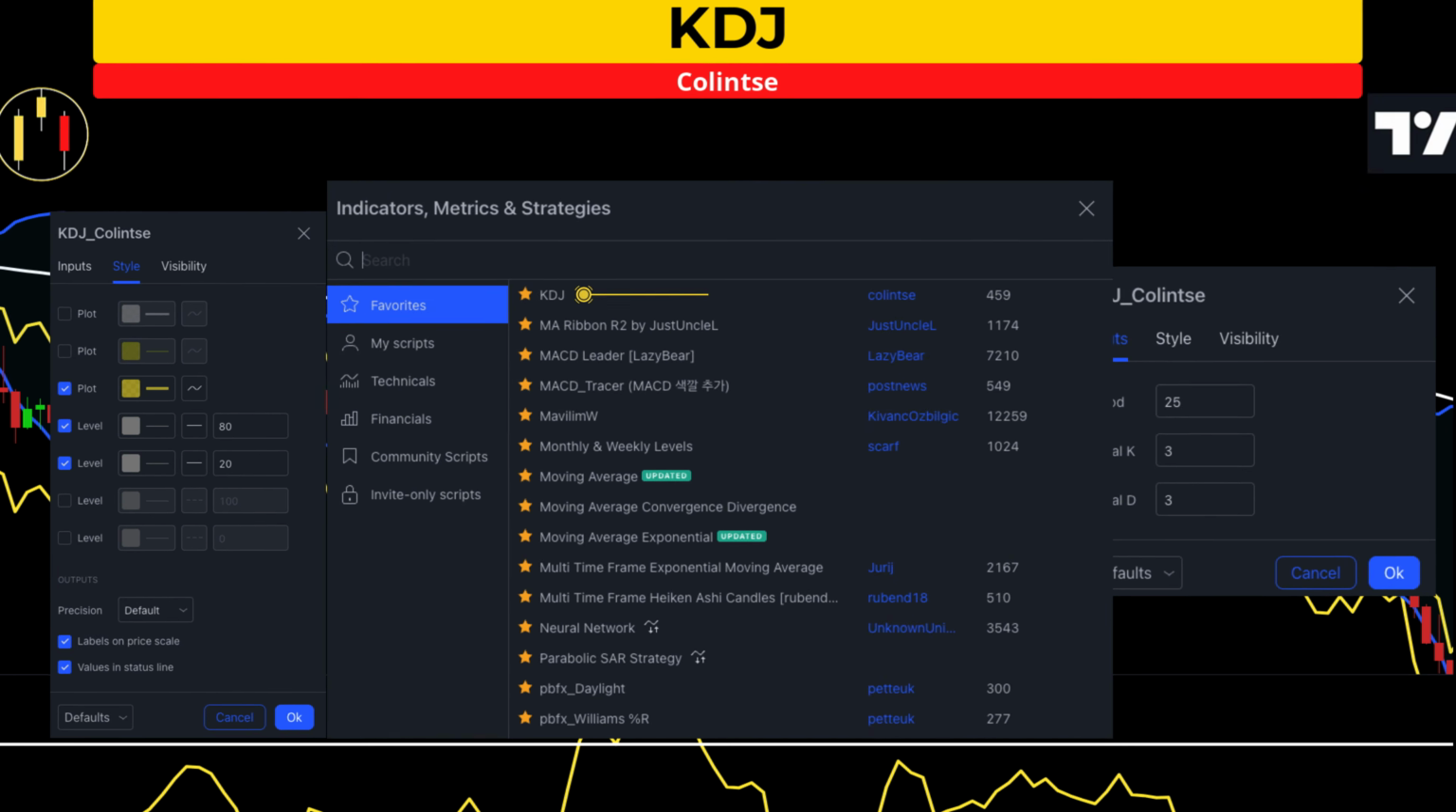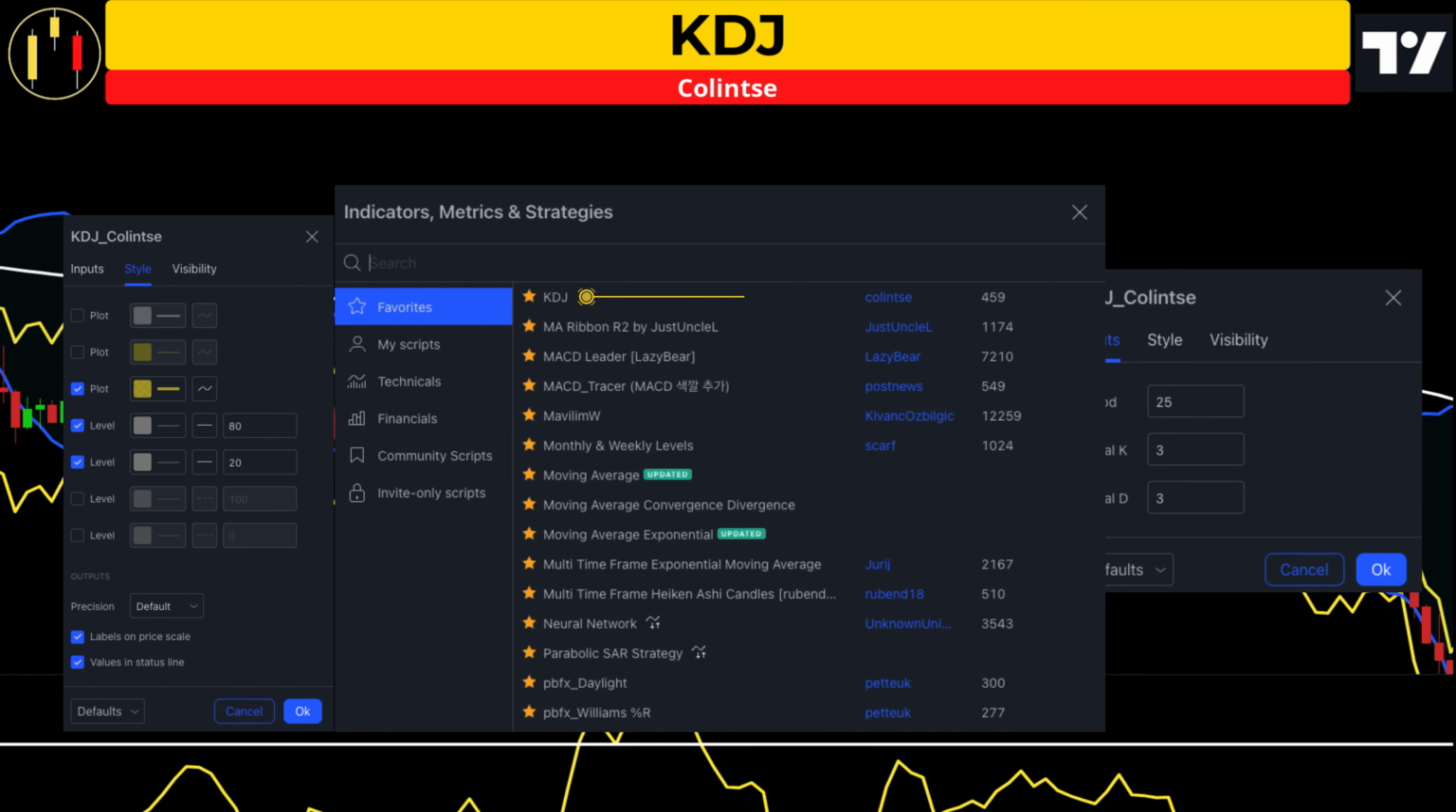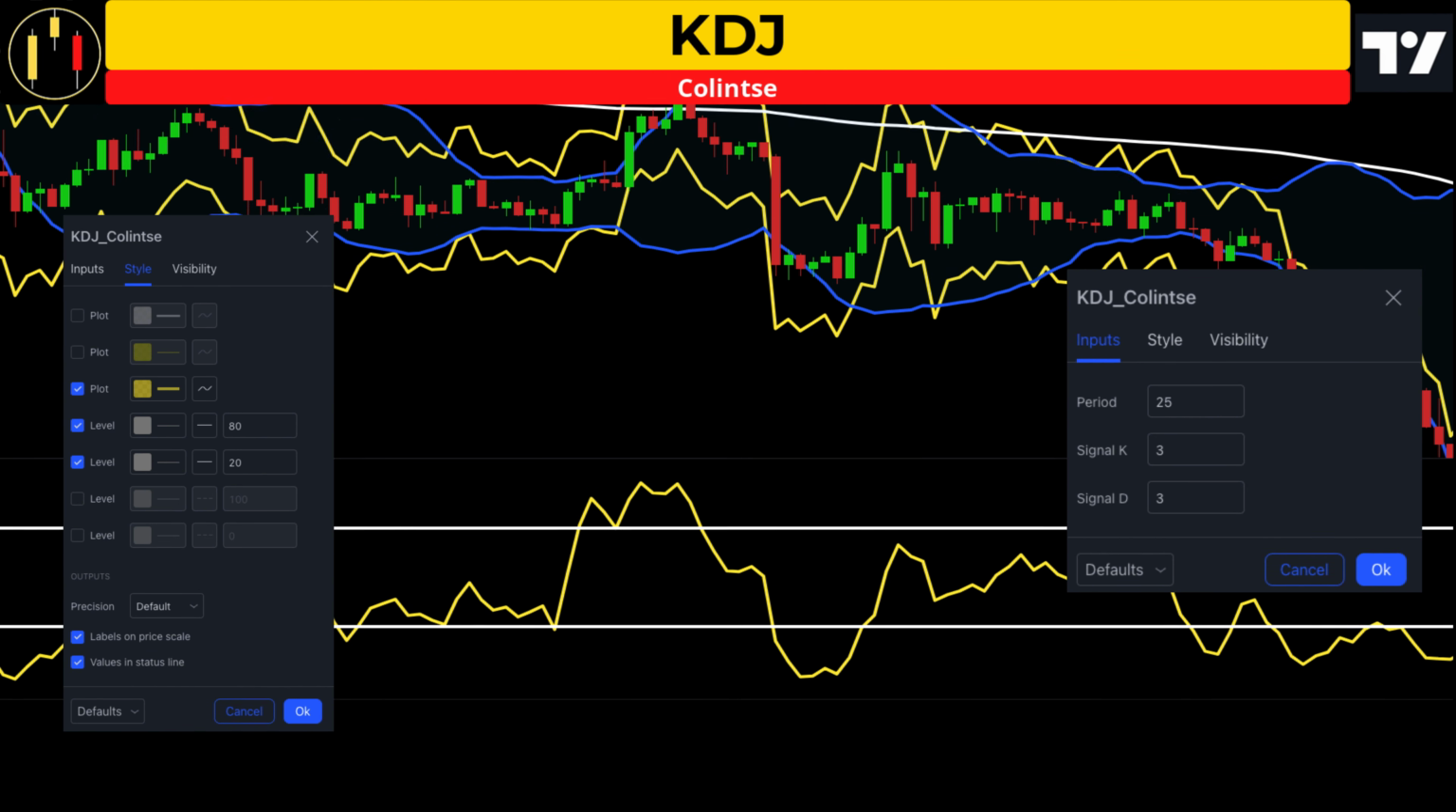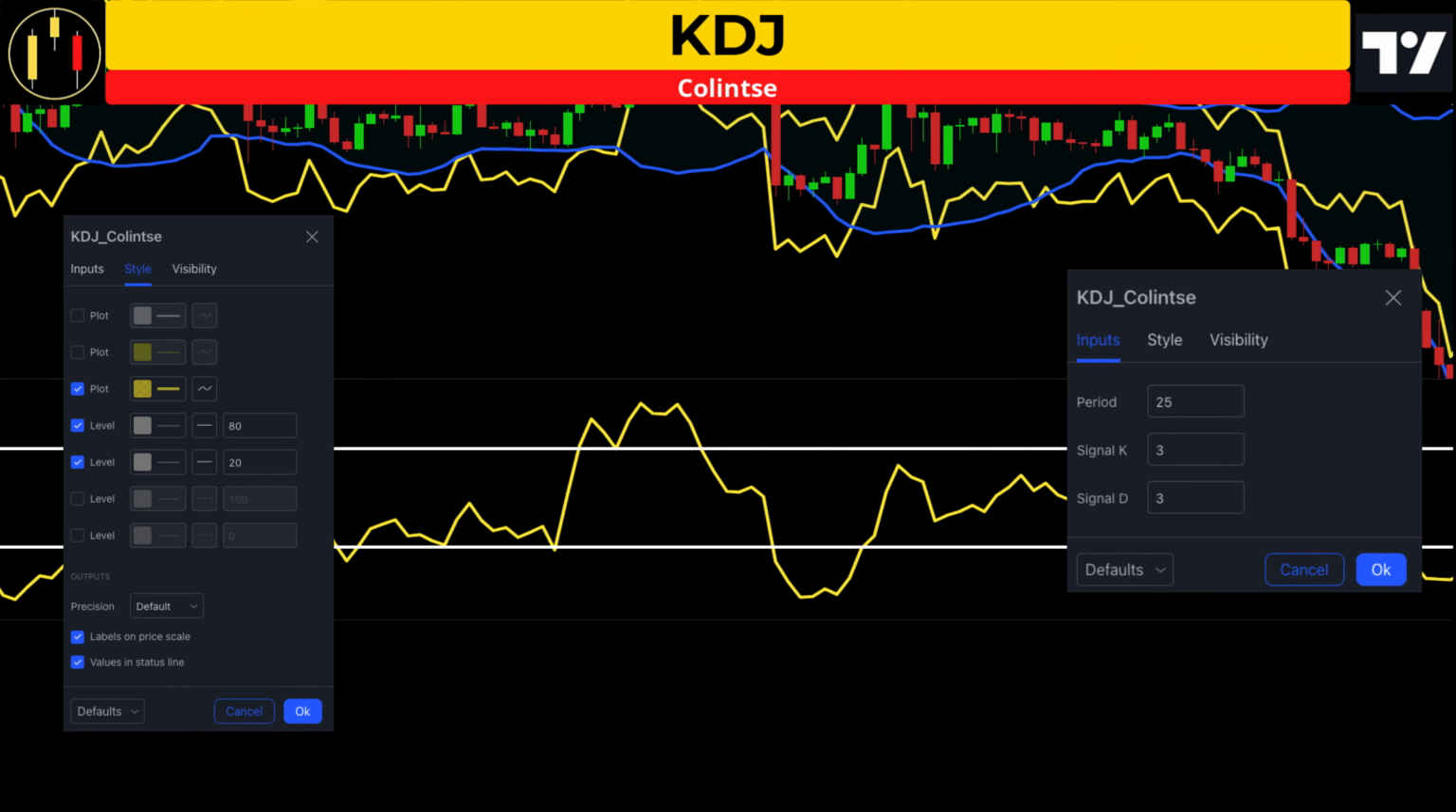The fourth and final study is the KDJ indicator, also known as the random index. This will be the first time I am featuring this indicator on the channel. I am going to change the period to 25 and keep the K and D signal settings at 3. In addition, I am going to uncheck the top 2 plot lines and the bottom 2 level lines. And finally, change the plot color to yellow so it can be seen more clearly.